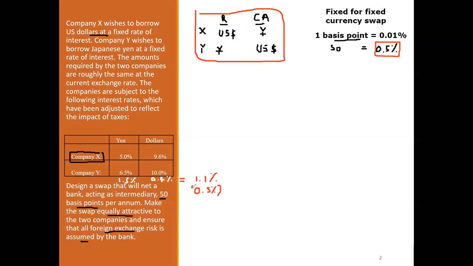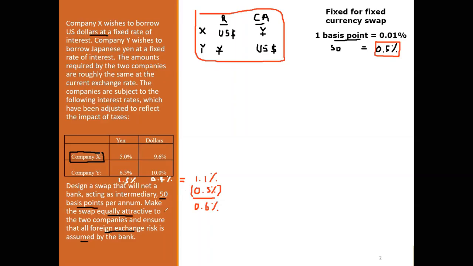Then look at what is the gain or the benefit that is remaining to X and Y. So the benefit remaining to X and Y would be then how much? It would be 0.6%. So this is the benefit that is remaining for X and Y after making the payment for the financial intermediary.